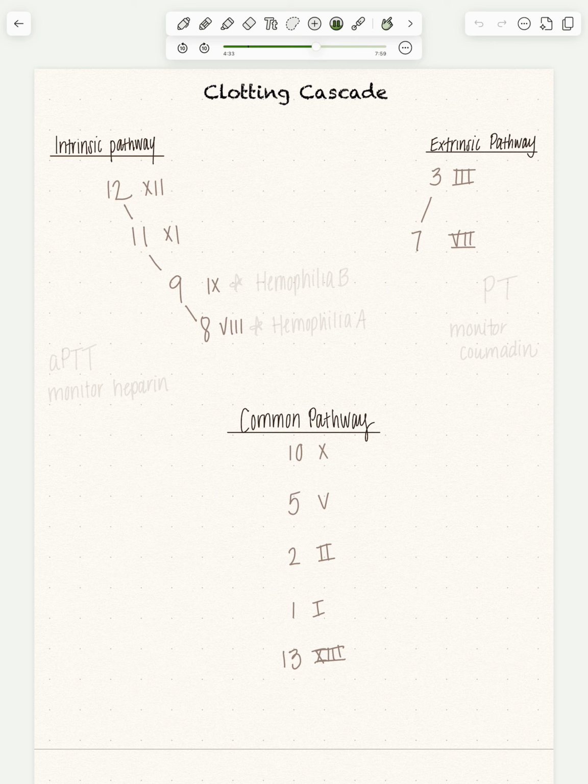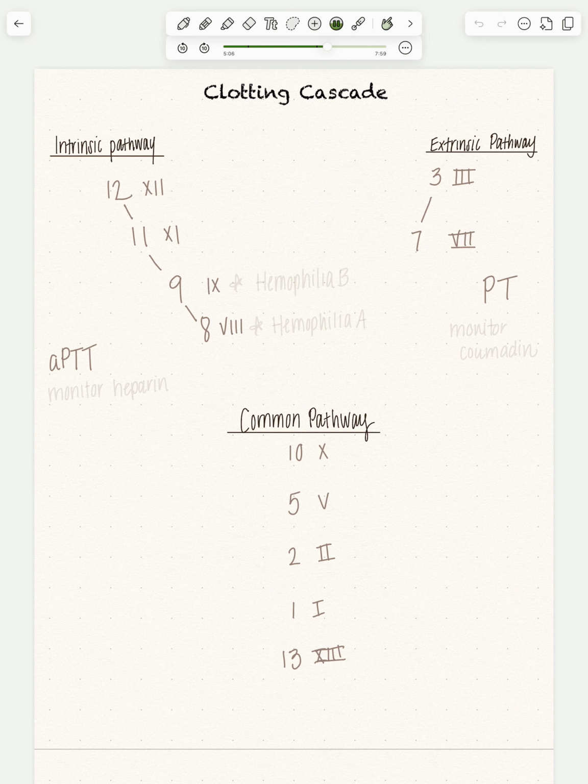As you can look at the extrinsic pathway here, realize that there's only 2 factors within the extrinsic pathway. And I also noticed that there's only 2 letters in PT. So a PT test is going to measure factors 3 and 7. Next, if you look at the intrinsic pathway, you've got 4 different factors within the intrinsic pathway. There's also 4 letters within a PTTT. That is how I remember those.